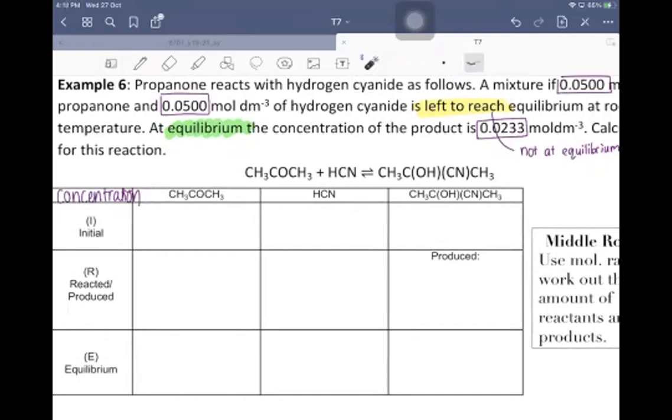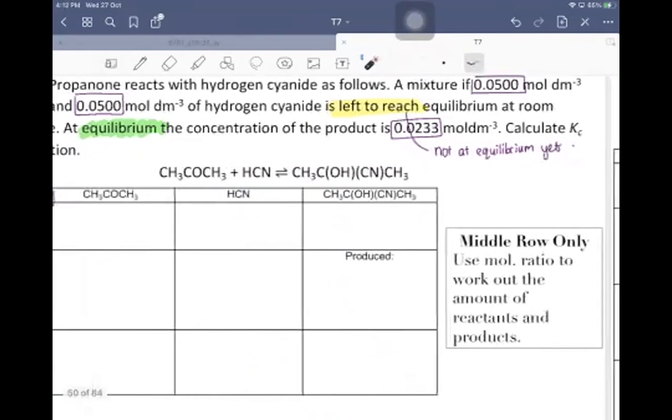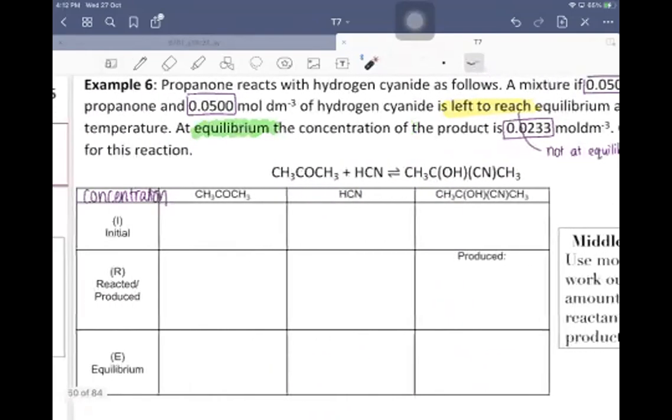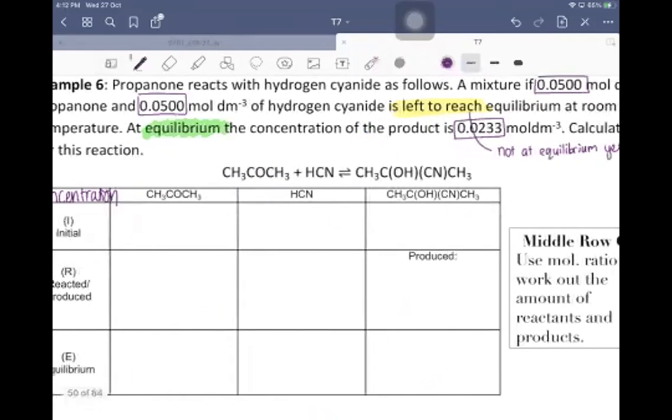At equilibrium, the concentration of the product. So again, same thing, I have columns for my reactants, propanone and hydrogen cyanide, and then I also have a column for my product. Conveniently, they are all in a 1-to-1 ratio. Each row consists of initial, reacted or produced, depending on who you are looking at, and equilibrium. Now, I'm going to fill in the table that I've prepared for myself. Propanone, I started with 0.0233.